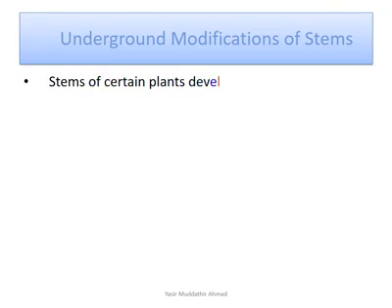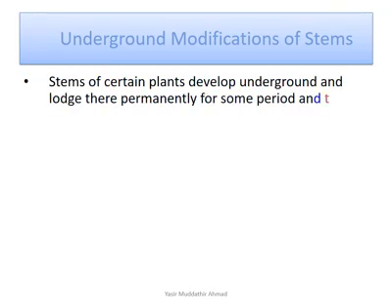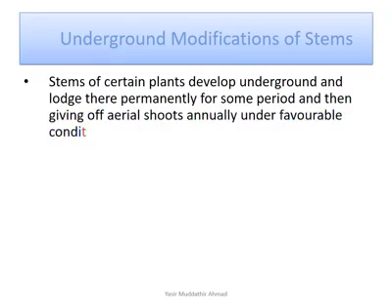Underground modifications of stems. Stems of certain plants develop underground and stay there permanently for some period, and then give off aerial shoots annually under favorable conditions.